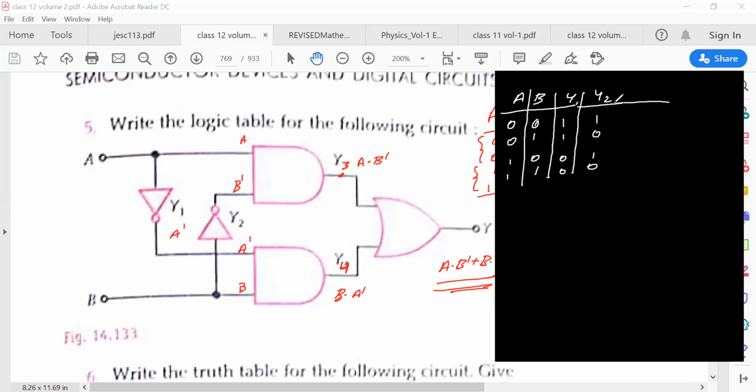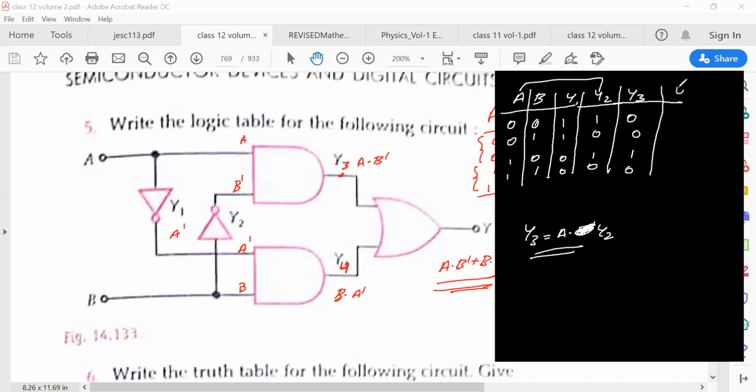So we'll see. So I got y2 and y3, we'll see. So y3 is nothing but a dot b dash. It is your AND gate, and remember y3 is a dot b dash, and here a dot b dash is nothing but your y2. So y3 is nothing but a dot y2. When both are 1, y3 becomes 1. So here it is 0 1 0 0 0 0 1 1 1 1 0 0. So this is your y3.